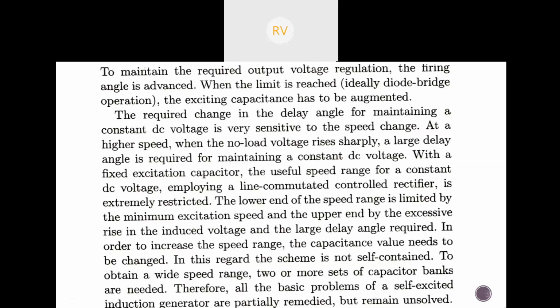The lower end of the speed will be the minimum excitation speed. That means the speed at which self excitation can occur, the minimum self excitation speed. And the upper end is limited by the excessive rise in the induced voltage and the large delay angle required. So for the upper end, we have the induced voltage as well as the large delay angle. Those are the upper end bounds, and the lower end bound is the minimum excitation speed.